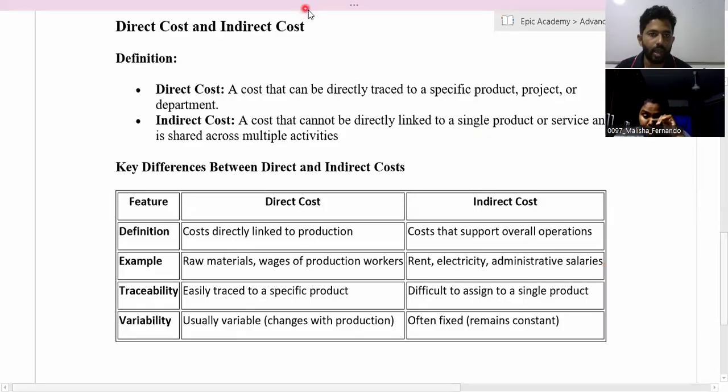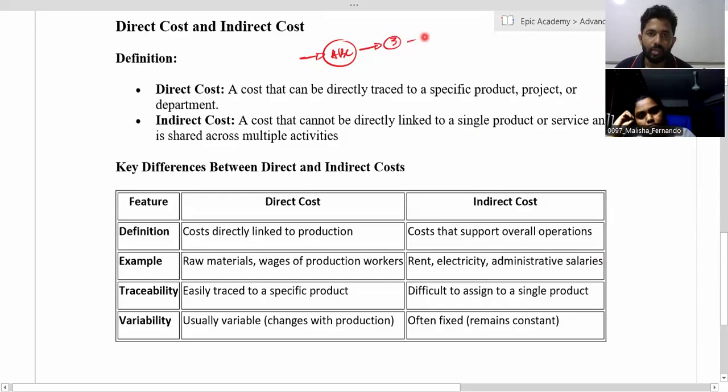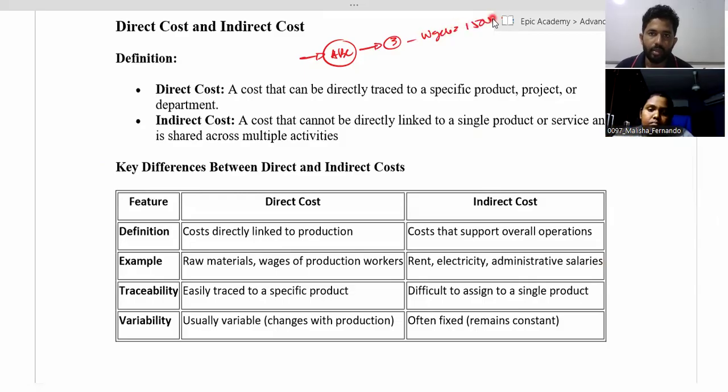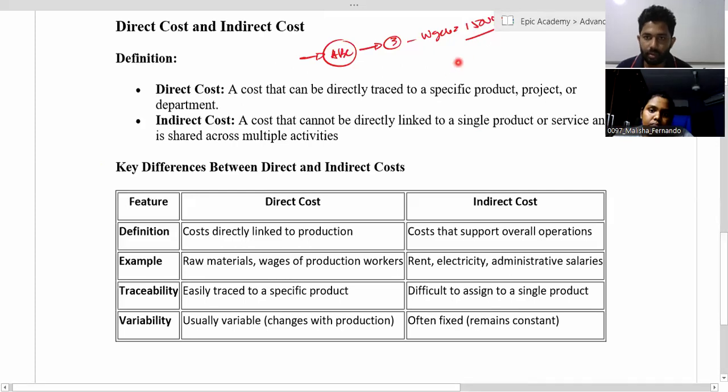As an example, you are running a bakery, ABC bakery. To run that bakery, you take 3 workers. Then you have to pay wages, 150,000 for the workers. Divided by 3, for 1 worker it is 50,000.